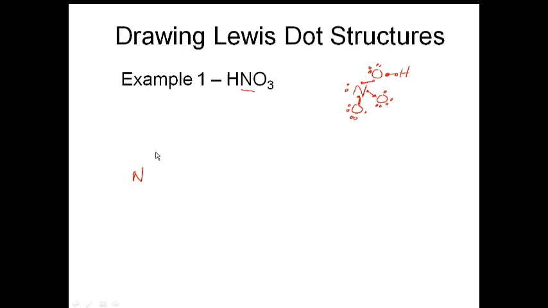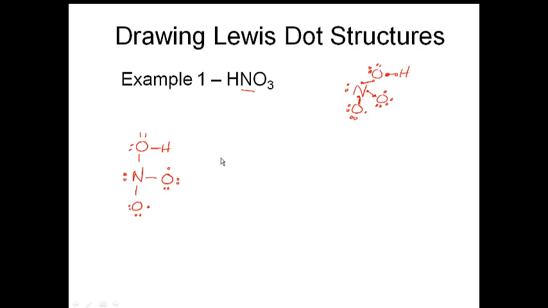So let's clean that structure up down here by writing the nitrogen to the top oxygen like so, the nitrogen to that oxygen, and then the nitrogen to this oxygen, and then don't forget the lone pair on the nitrogen.